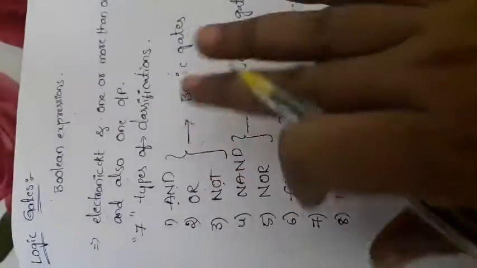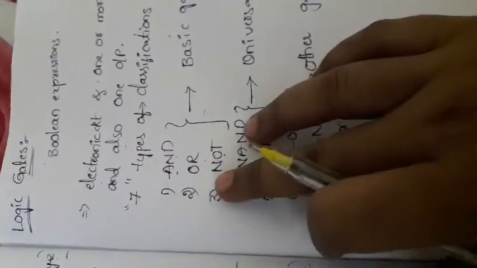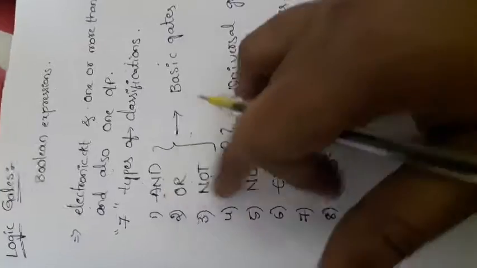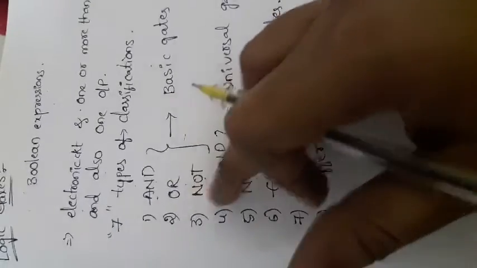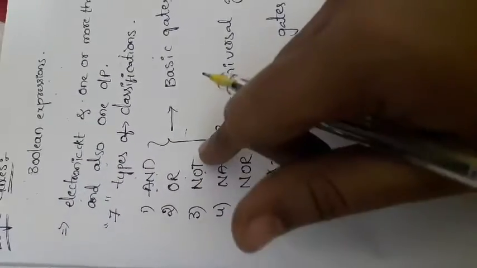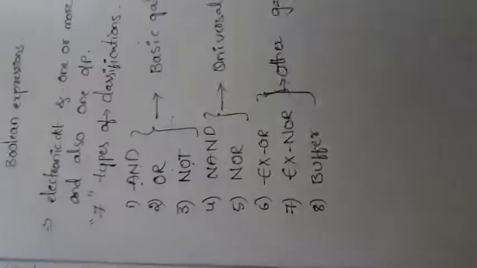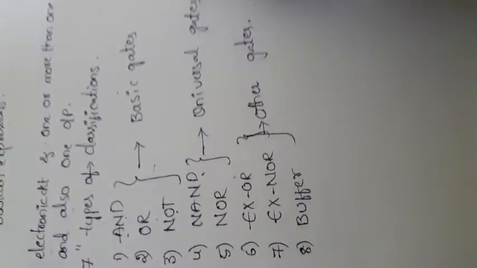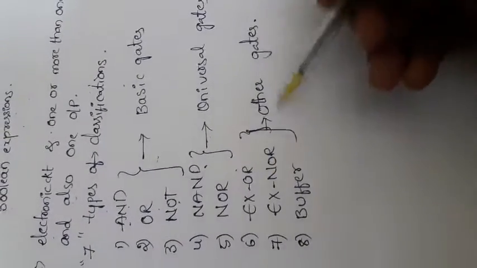Totally we have 7 types of classifications in logic gates. The first 3, AND, OR, NOT, we can consider as basic gates. Already you know these operations, AND gate, OR gate and NOT gate. As we discussed in the earlier classes, you know what is AND operator, what is OR operator and what is NOT operator, and also you know the symbols of these 3 gates, right? And next, NAND and NOR we can consider as universal gates, and XOR, XNOR are other gates.